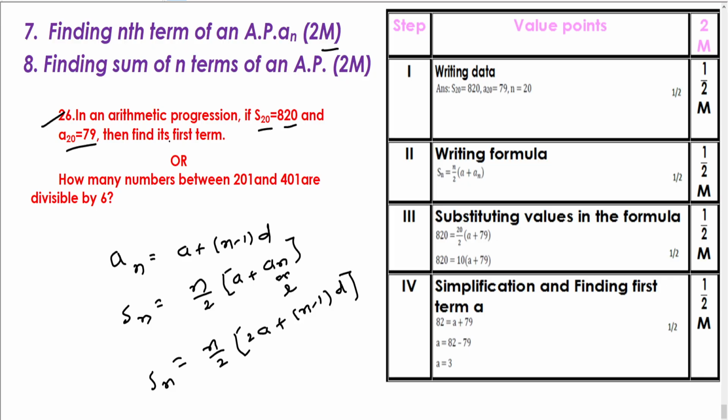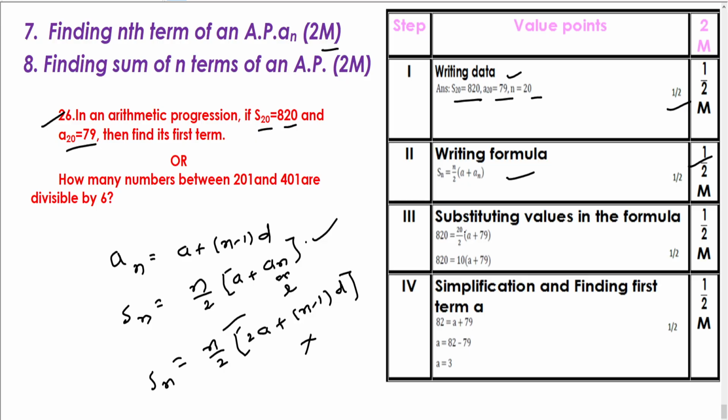First of all, collect the data that is given, you will get half marks. S20 is equal to 820, a20 is equal to 79, and n is equal to 20. For writing the correct formula: nth term is already given, an is given. When an is given, don't go for the second formula, go for the first formula, that is Sn is equal to n by 2 into a plus an. If you write it, you will get half marks. Don't waste time unnecessarily.